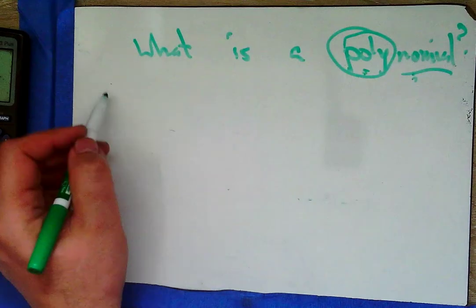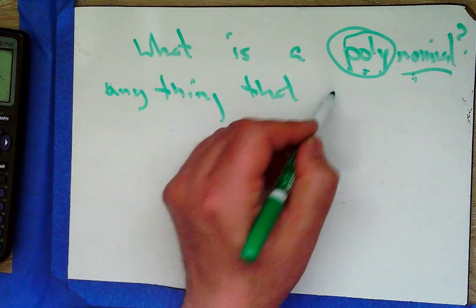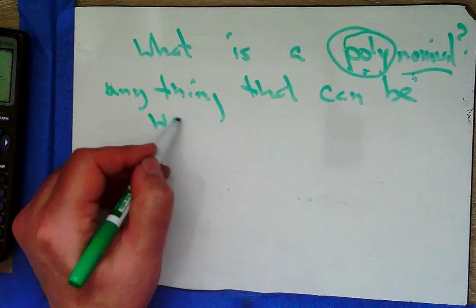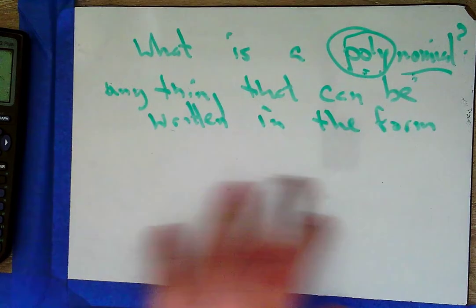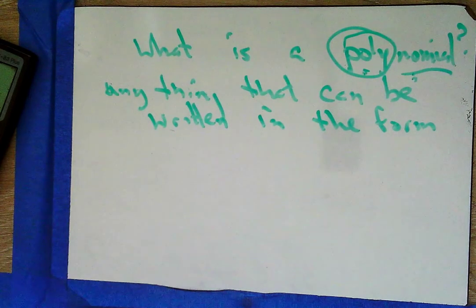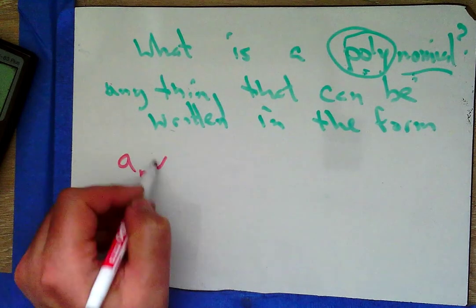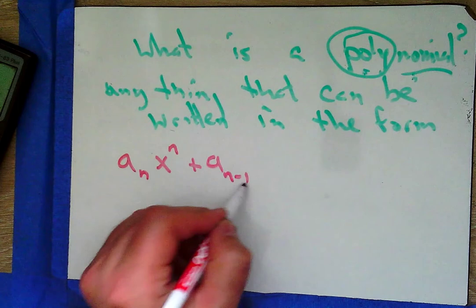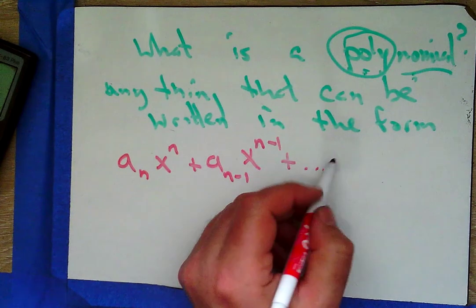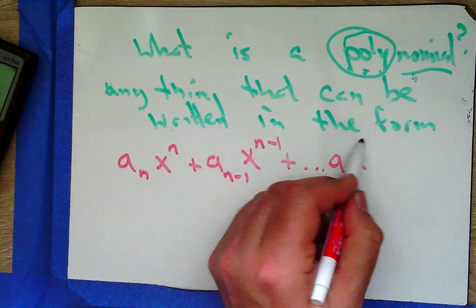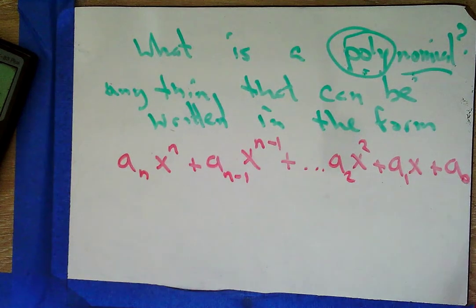A polynomial is anything that can be written in the form, and now I'm about to write something down which is going to scare many of you, so don't be scared. Trust me. Okay, a sub n x to the n plus a sub n minus 1 x to the n minus 1, and that pattern continues for a long time until we have a sub 2 x squared plus a sub 1 x plus a sub 0. This is the form for a polynomial.